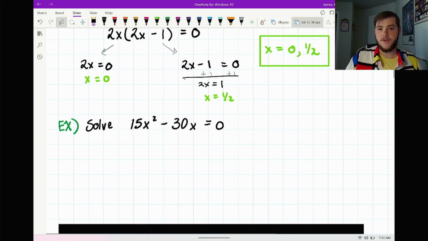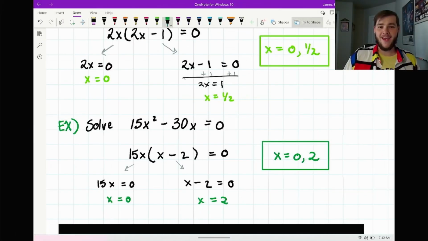Go ahead and pause the video here to see if you can try the second one on your own. X equals 0 and 2 are the solutions. Notice first that both terms share a common factor of 15x. After factoring it out, I'm just left over with x minus 2.